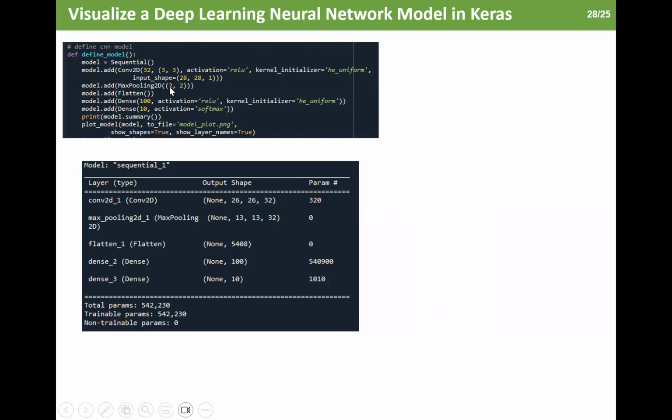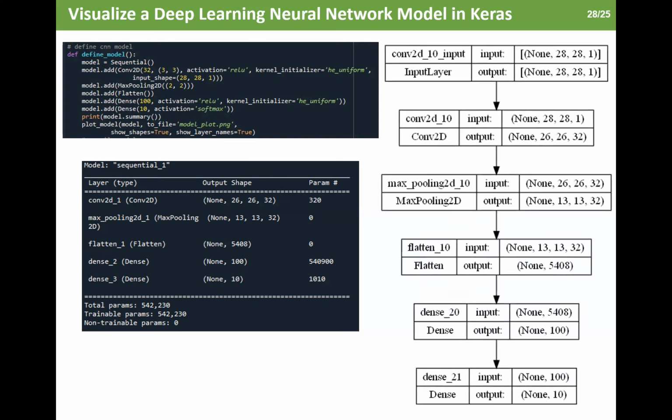And the next step is max pooling. So we're going to do 2 by 2 max pooling. So that will reduce the size by more, down to 13 by 13 pixels. Okay, so then we go to the flatten. So this 5408, I think if you multiply 13 by 13 times 32, maybe, I'm not sure, should come up with 5408. Okay, so we have one hidden layer here with 100 neurons. And then the output is 10 because we have 10 categories, 0 to 9.